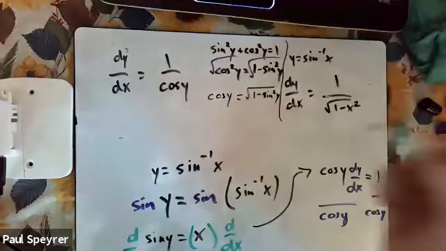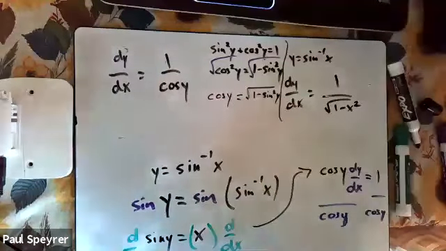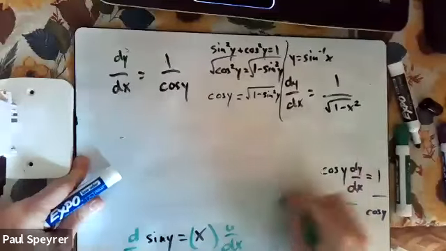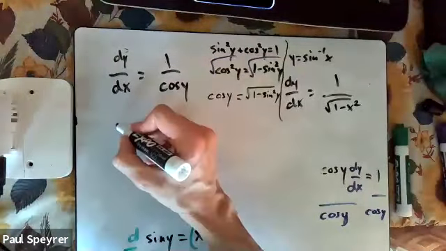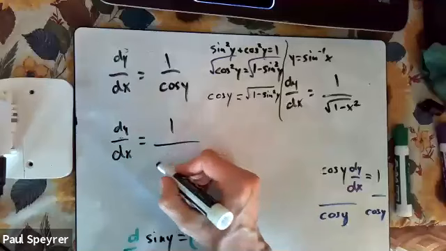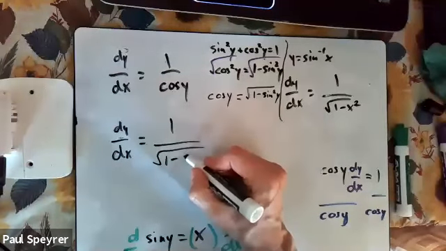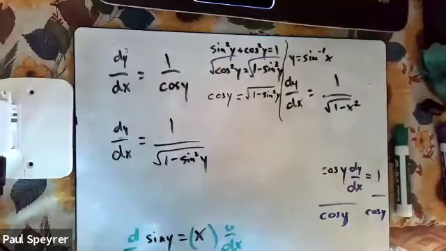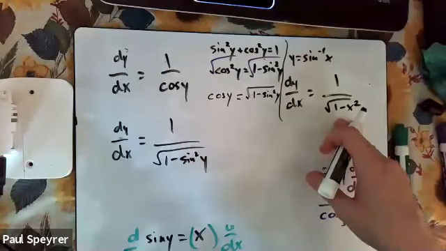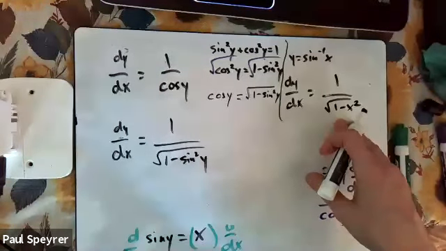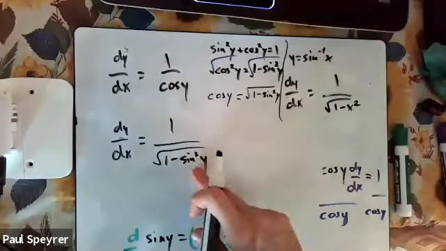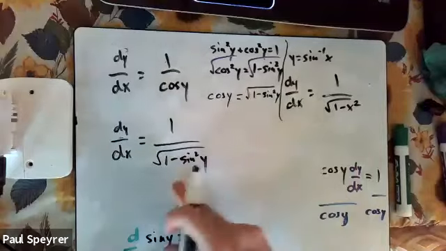We are almost there. So now what I'm going to say is dy dx equals 1 over the square root of 1 minus sine squared y. So we're so close, right? Because this is what the derivative of arc sine of x is right here. We're so close. Look at that. It's just that this needs to somehow become an x squared right here. How can we do that?